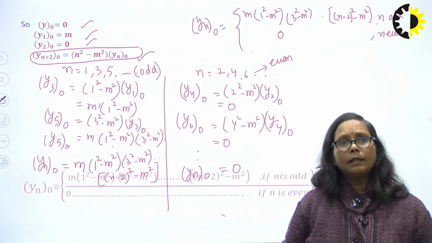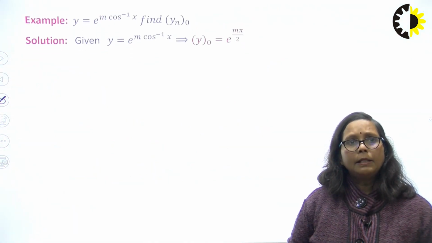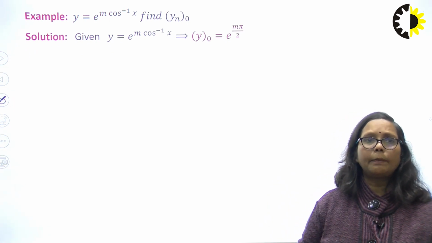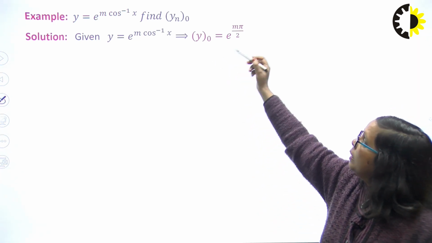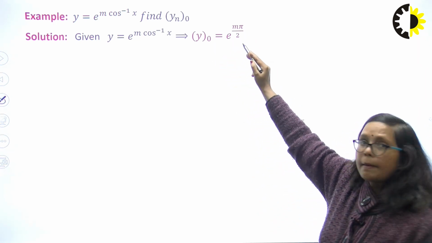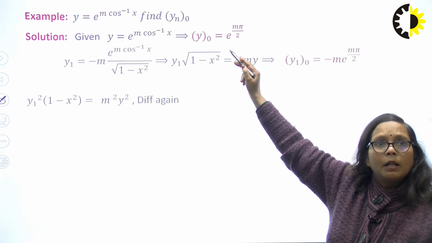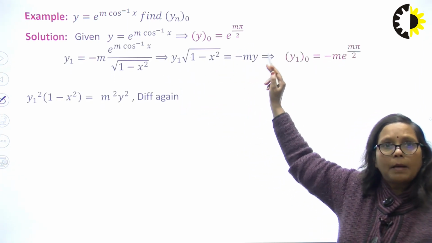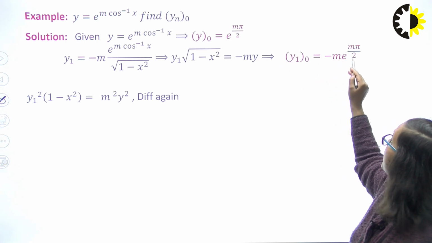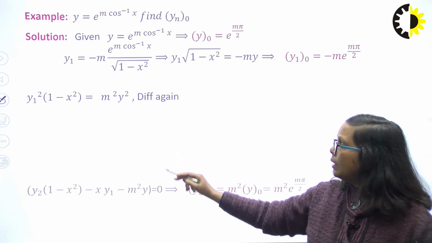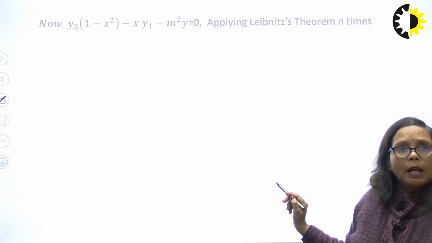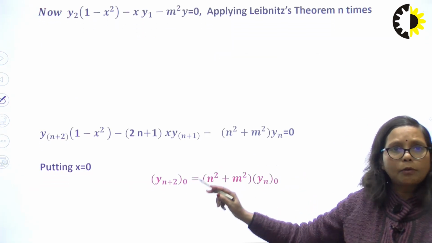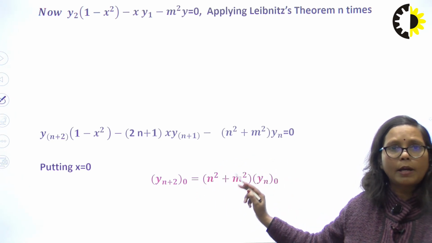Similarly, you can do any other example also. If I do this example, y is equal to e to the power m cos inverse x, find yn 0. In this also, we have calculated y0 is e to the power m pi by 2, y1 0 is minus m e to the power m pi by 2, and y2 0 is m square e to the power m pi by 2. And by Leibniz theorem, we calculated yn plus 2 0, which is n square plus m square into yn 0. Clear?